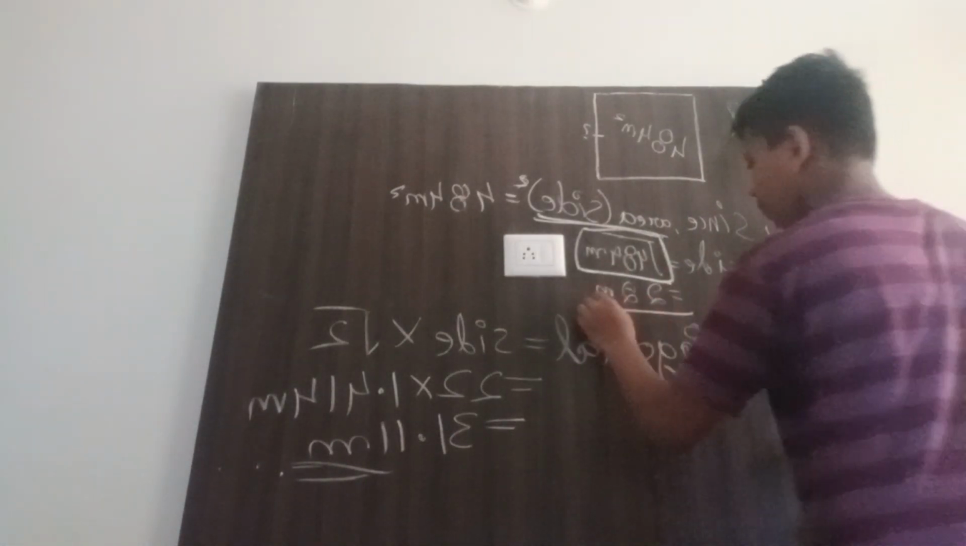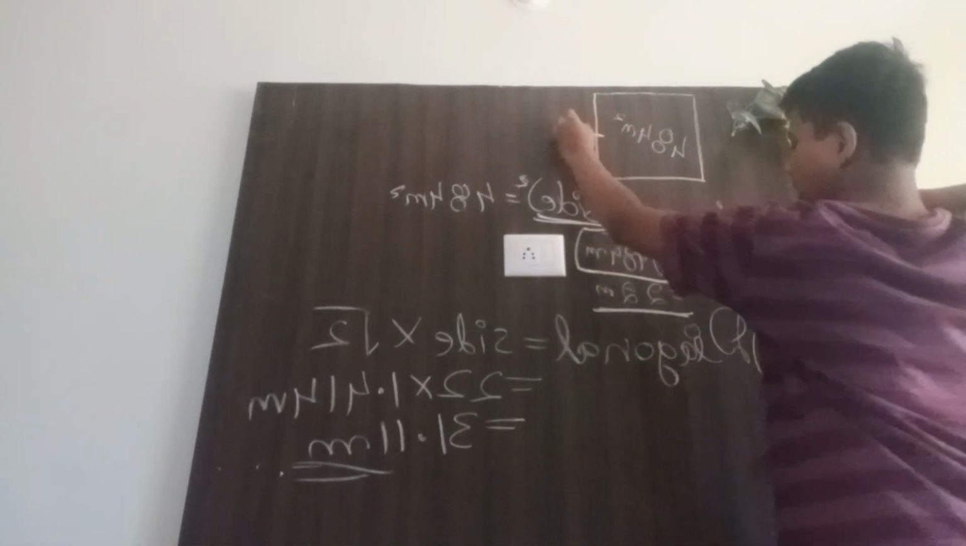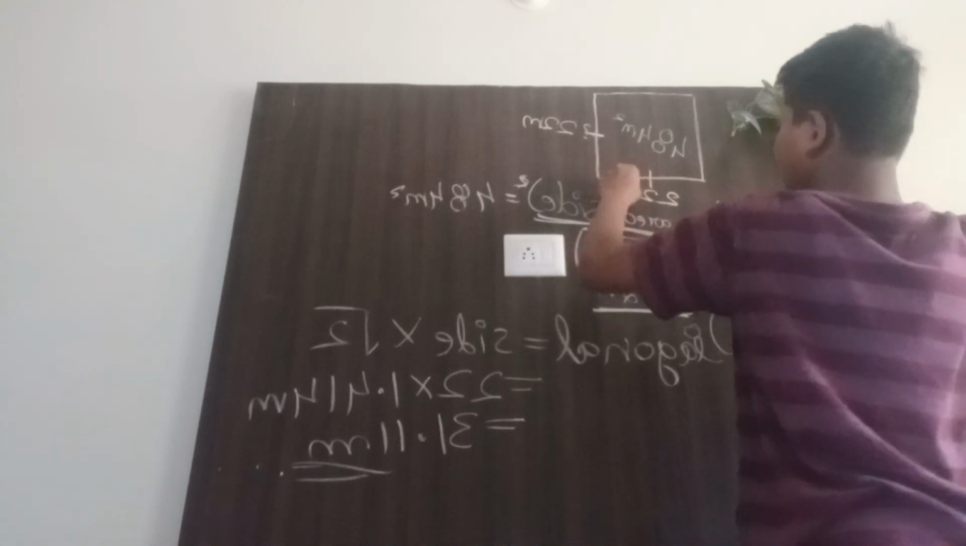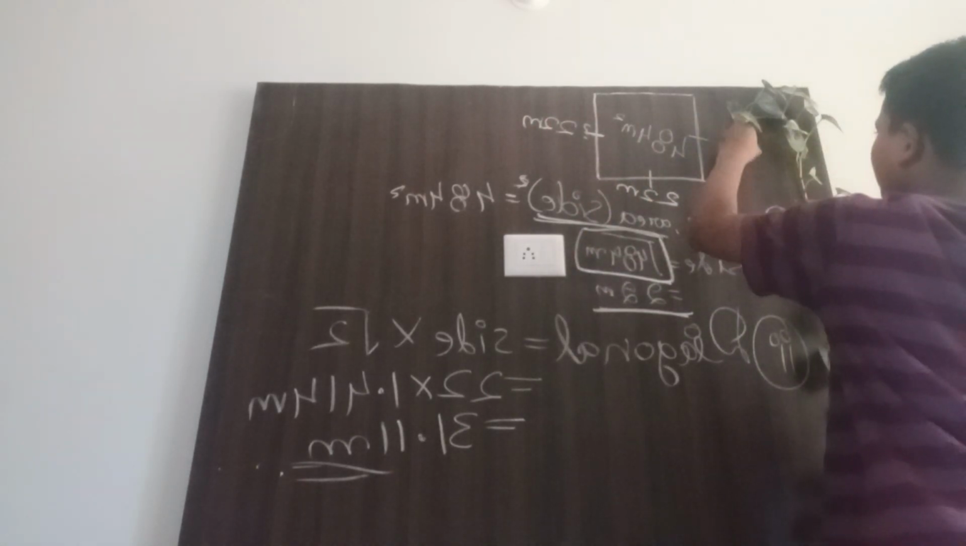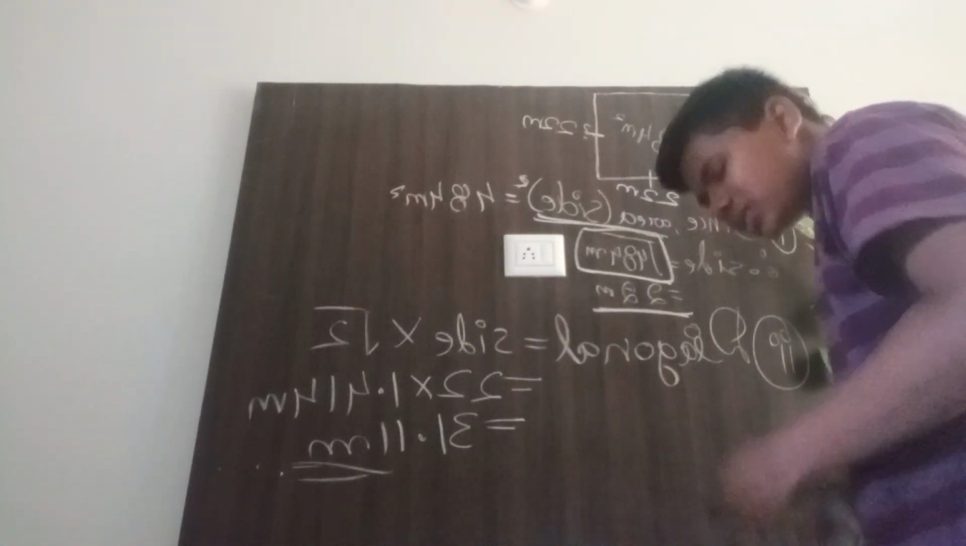Yeah, 22. This is one side, a 22 meter side. This is also 22 meter, just like that, 22 meter. All sides are 22 because it is a square.